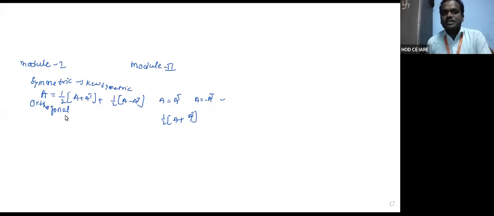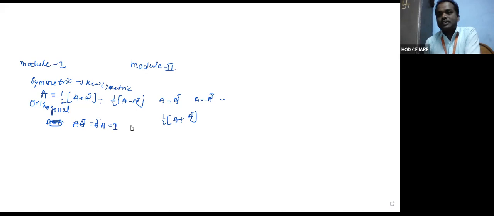A square matrix is said to be orthogonal if it satisfies A into A transpose or A transpose into A is equal to I, the unit matrix. That is called the orthogonality of the matrix. We learned this in module 1, and another topic we learned in module 1 is complex matrices.